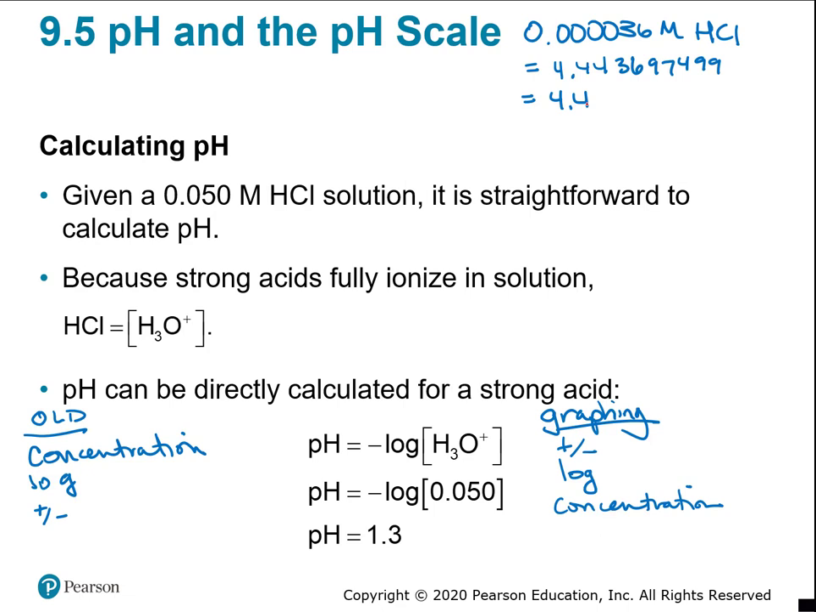Put in 0.050 in your calculator and see if you can get a pH of 1.3. You're given a 0.050 molar HCl solution. What is its pH? You get 1.3? Yes? Okay. If you're going to use these on the exam, make sure you do your order of steps. You always put the concentration first, then the log, then the plus minus.